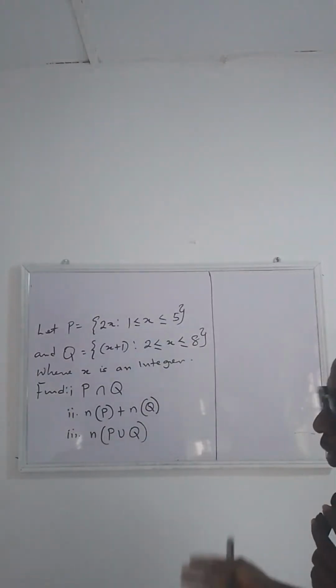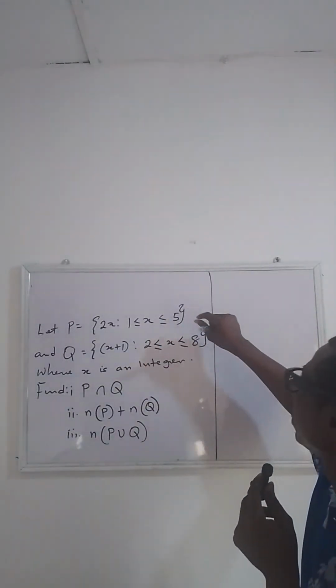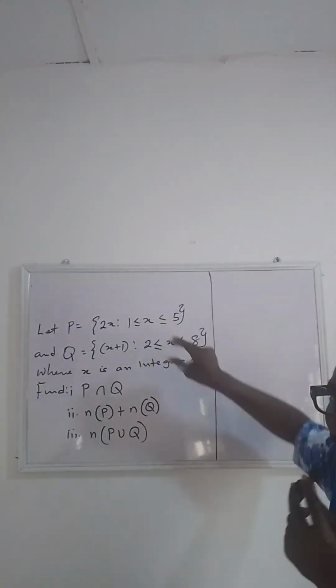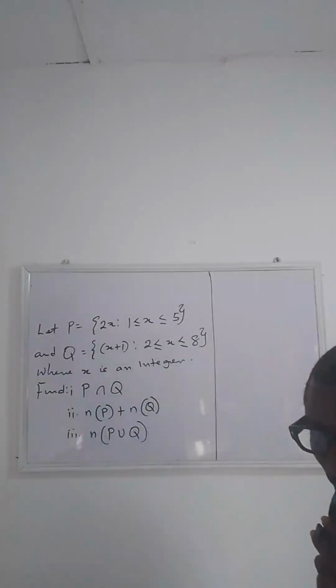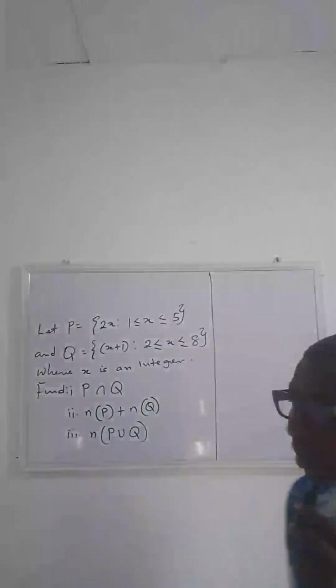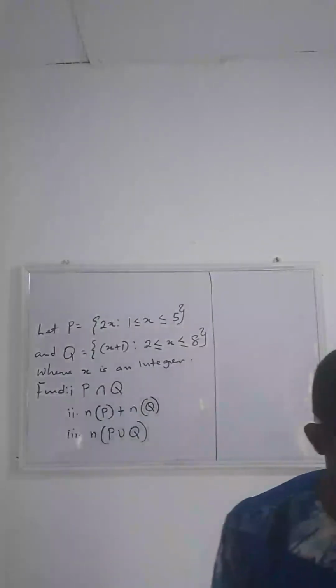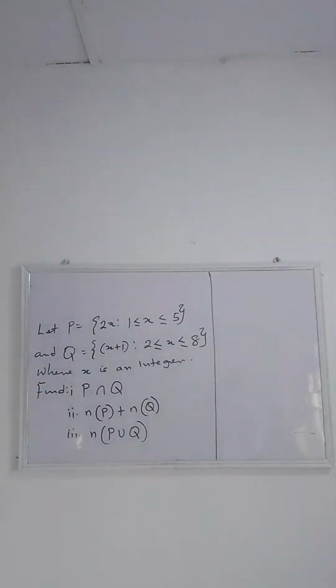I'm going to give you 2 minutes to attend to this. Tell me members of set P, members of set Q. So I want you to drop your answer in the comment section. Let's quickly do that before we do it together. So tax your brain and let's see what you can bring up. List members of set P and set Q.